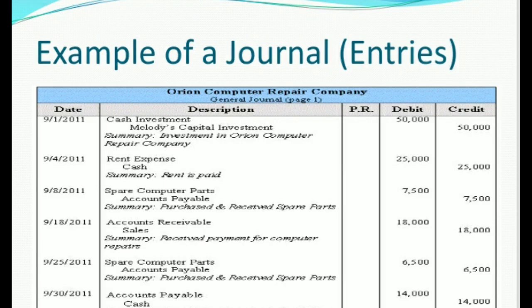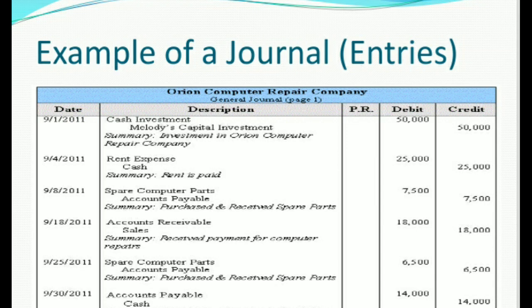Now, this is an example of journal or journal entries. I'll go for a quick run through on this because later on we will do this in detail. For example, this company, Orion Computer Repair Company, has given a date of 9/1/2011 and has written cash investment 50,000. That means in the summary, which is the narration, it is written investment in Orion Computer Repair Company. So there has been a capital which has come into the company. So when you write it, you will write being investment done in Orion Computer Repair Company.